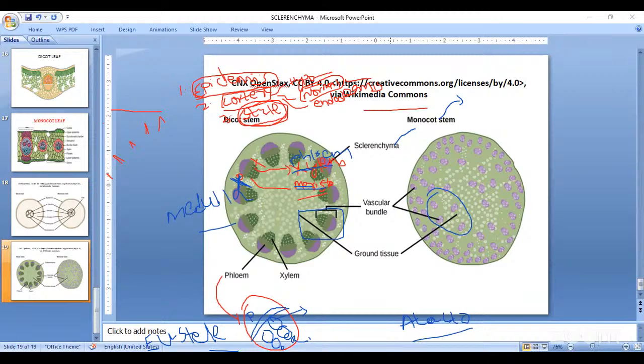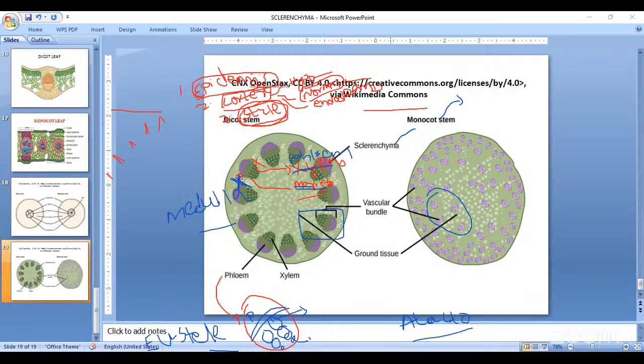And in dicot, protoxylem lacuna, that means clear space, is absent. Protoxylem lacuna is present in monocot stem. Protoxylem lacuna is absent in dicot, present in monocot. Bundles have a bundle cap, a clear cap, present in dicot, but there is no cap in monocot.